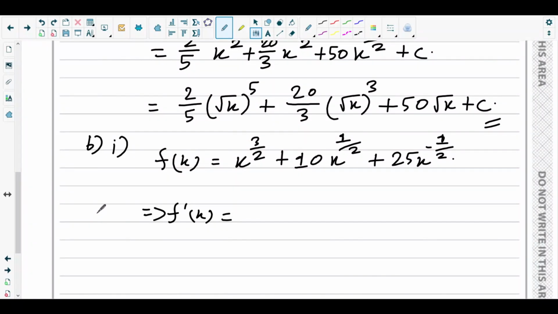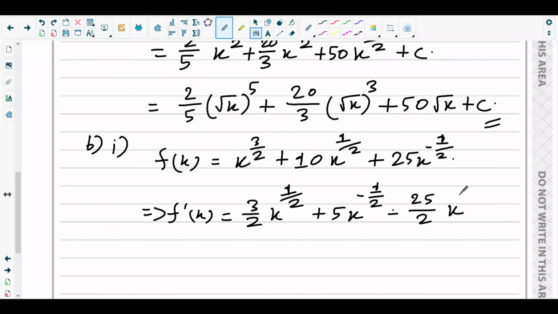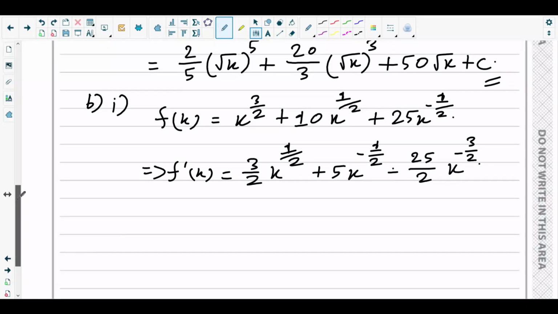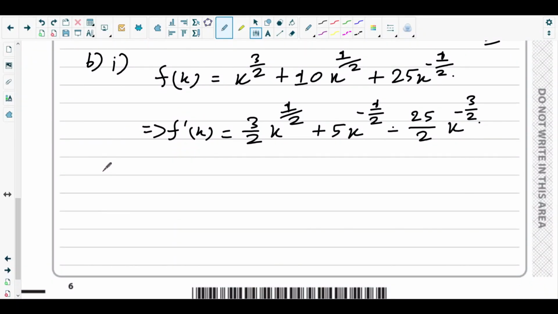We multiply the coefficient with the power. So 3 over 2, and then we subtract 1 from the power. So 3/2 minus 1, which is half. Okay, then x to the power half there. So half times 10, which is 5, x to the power negative half. And then negative half times 25, that would give you negative 25/2 x to the power negative 3/2.